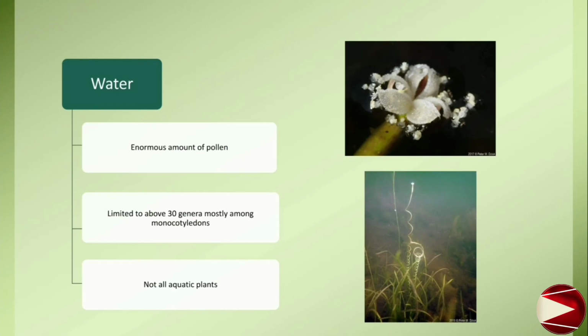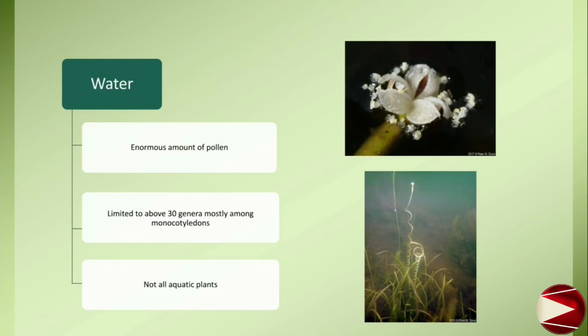Pollination by water is very rare in angiosperms and limited to about 30 genera, mostly monocotyledons. In contrast, among algae, bryophytes and pteridophytes, water is the only medium of transport for male gametes. It is also believed that distribution of bryophytes and pteridophytes is limited because of dependence on water in transporting male gametes and fertilization.